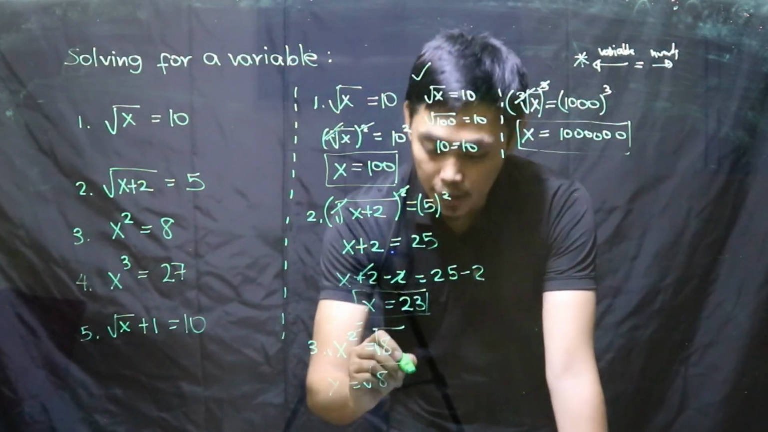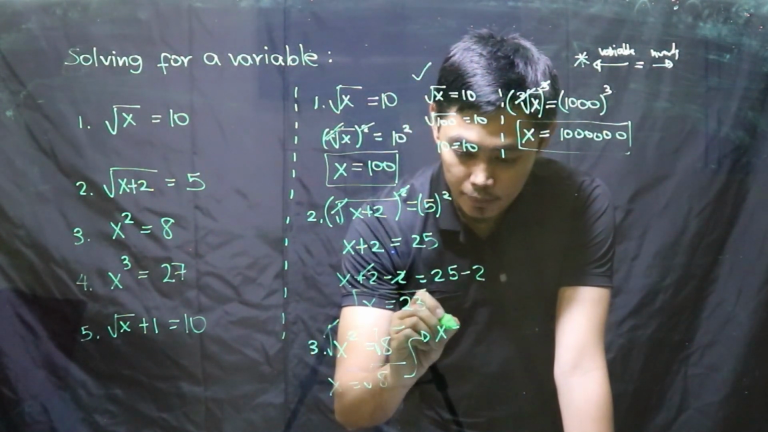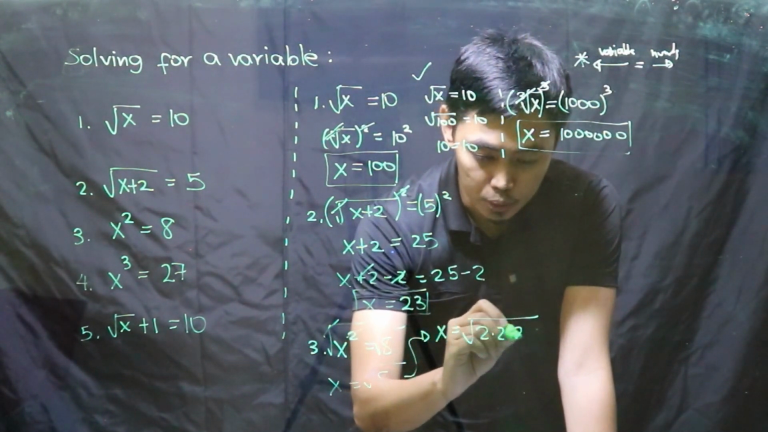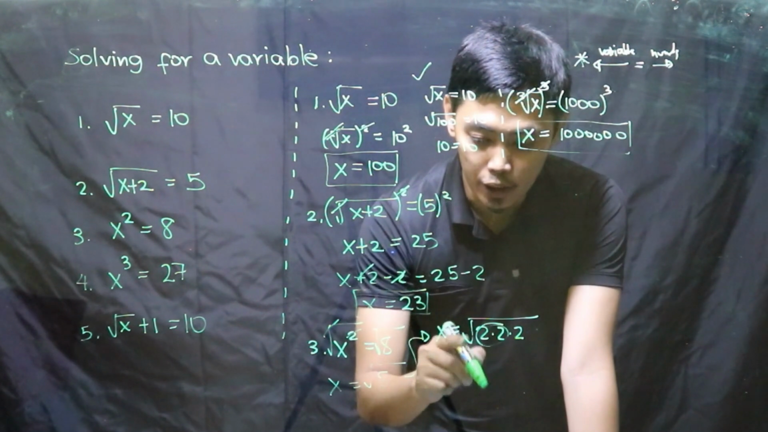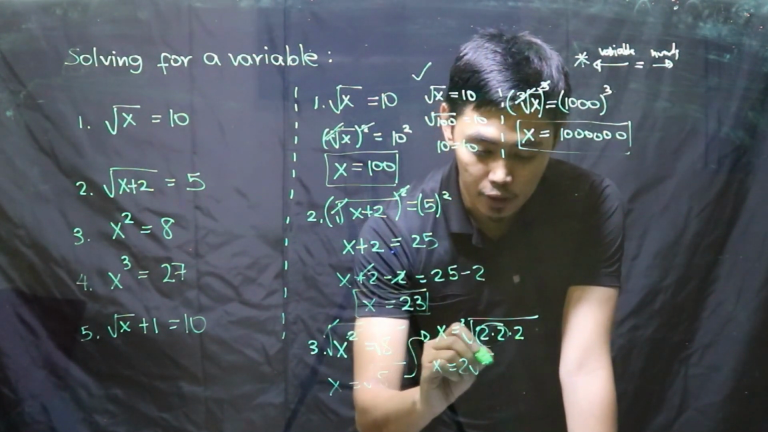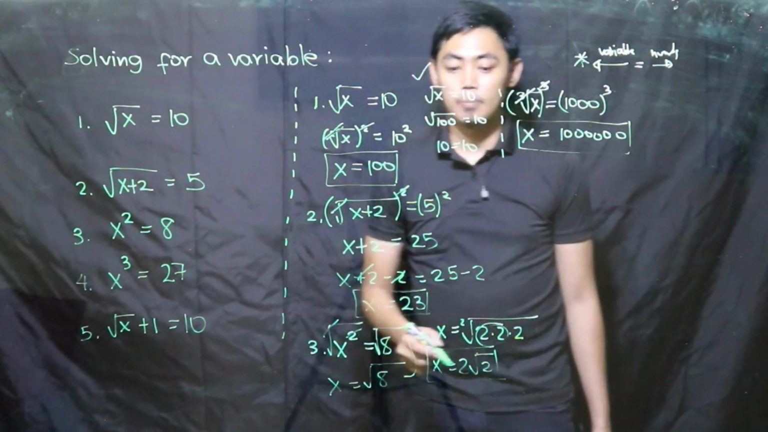So what we will do is find the prime factorization of 8, which is 2 times 2 times 2. A pair of 2s comes out of the square root. So we have 2 square root of 2. So this is our answer.